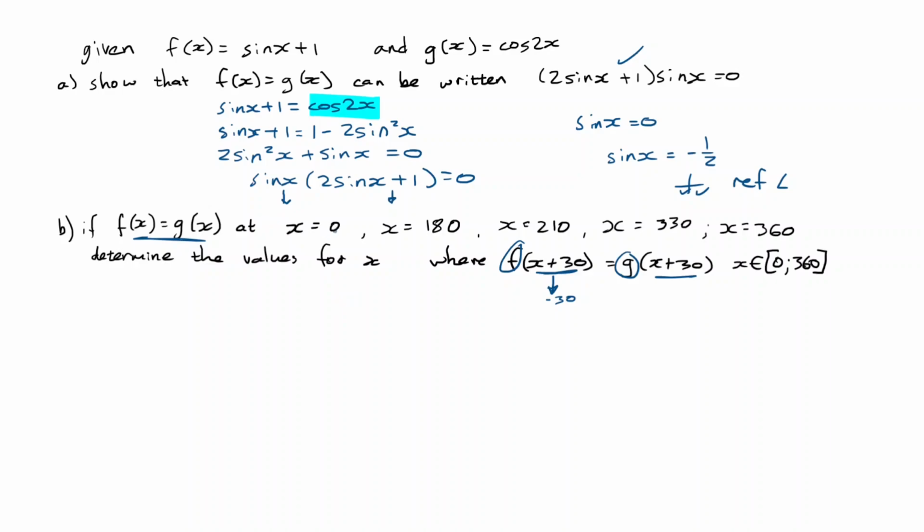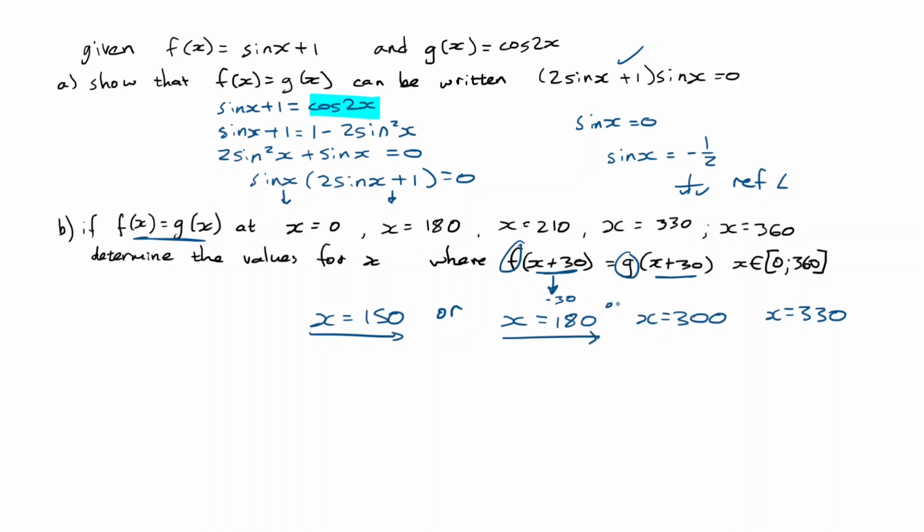If I minus 30 from 0, I'm on minus 30, but that's not in the domain they want. If I minus 30 from 180, I'm on 150. If I minus 30 from 210, that's 180. If I minus 30 from 330, I'm on 300. And lastly, if I minus 30 from 360, I end up at 330. And so those are my answers.